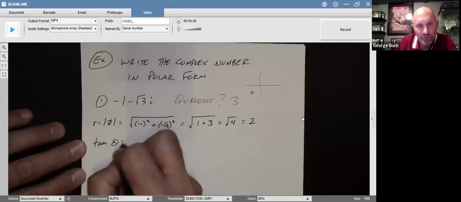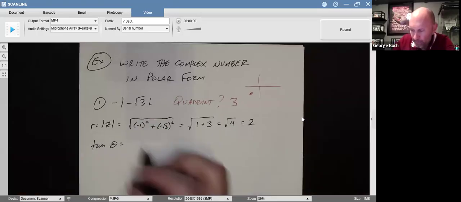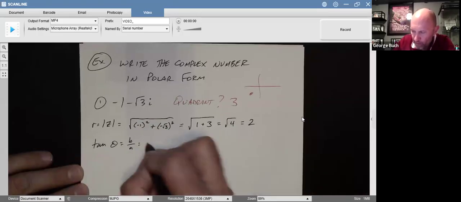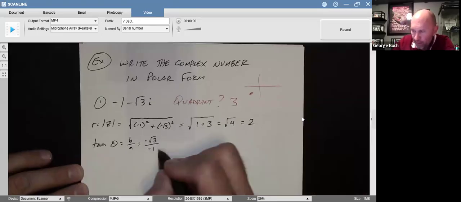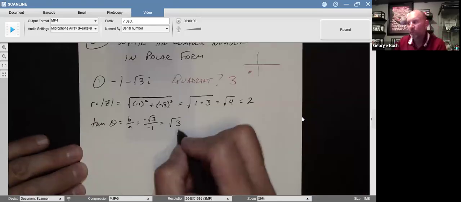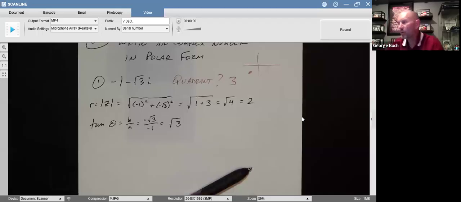Then I have tangent of theta is B over A, which is negative root 3 over -1. Negative divided by negative is positive. So square root of 3.